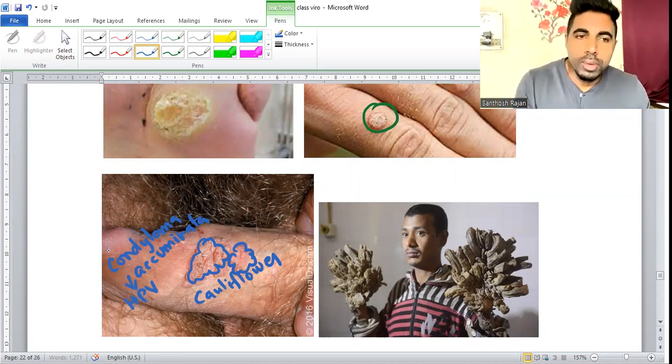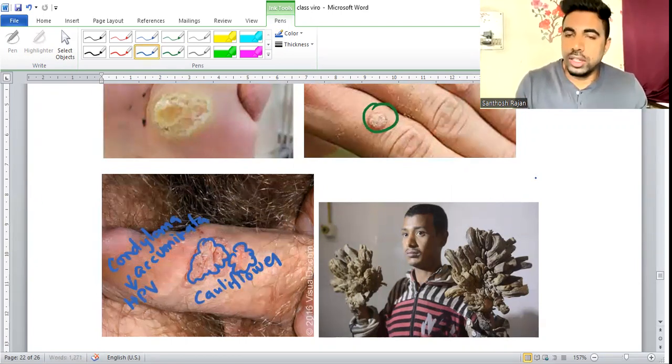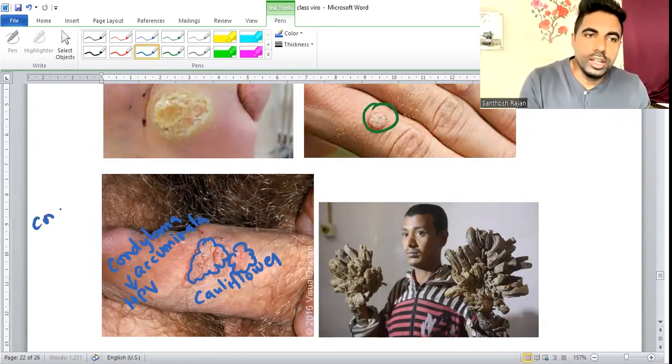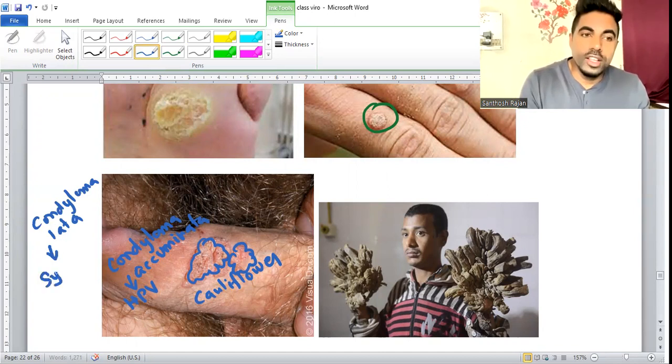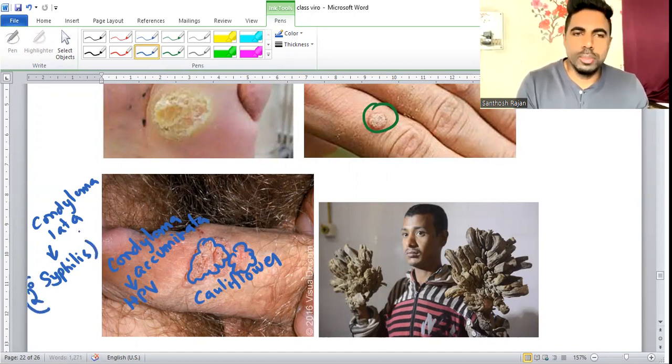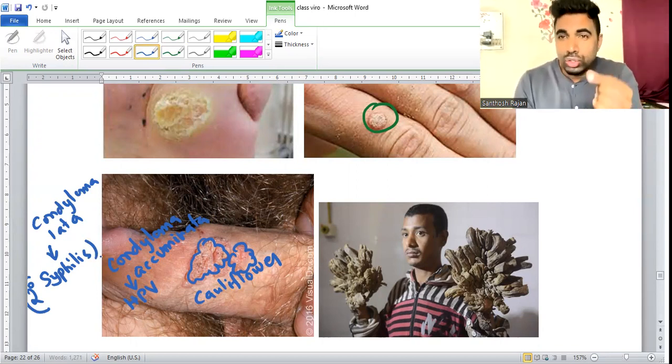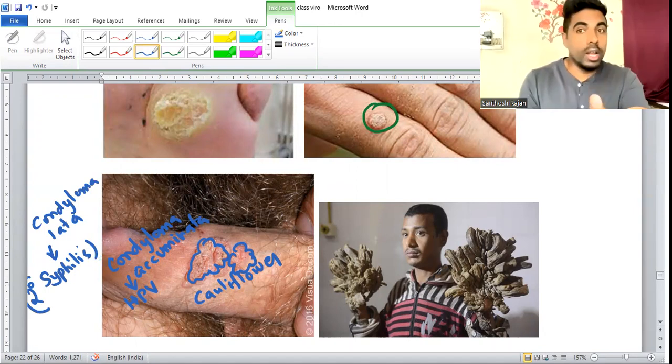And remember, if you remember condyloma acuminata, there is something called condyloma lata also. This is acuminata. What about condyloma lata? Do you remember which disease caused this? This is seen in syphilis. Which syphilis? Secondary syphilis. That means it is a little bit plain. It's not exactly like cauliflower. There is no proper root, it doesn't have the stem. It's plain. This is seen in secondary syphilis, caused by Treponema pallidum. That's different. So don't confuse condyloma lata and acuminata.